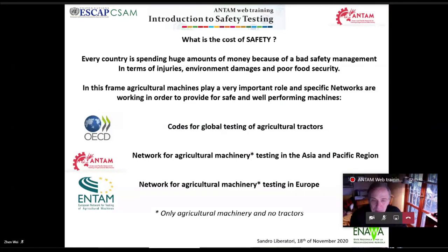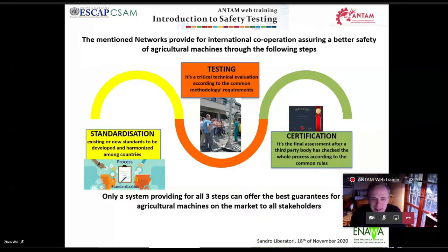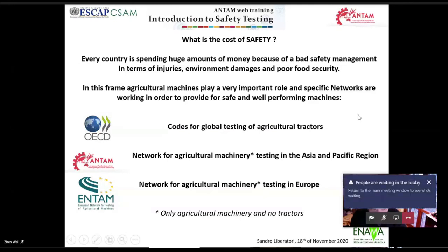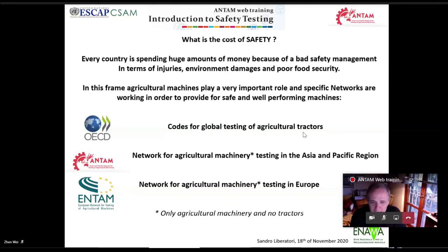We had before the three networks. I forgot this slide. We have the OECD network, which will be displayed in detail by our colleagues from OECD, that's dealing with tractors. It's the global network for agricultural tractors. And then the Asian and Pacific region network and the European network. These are the three existing networks for agricultural machinery testing.